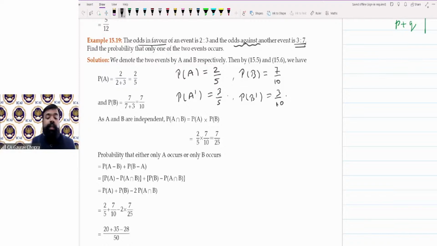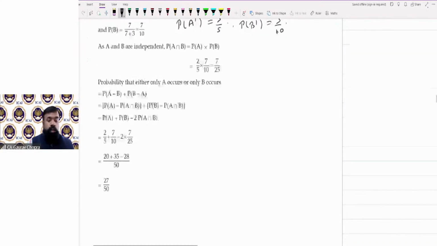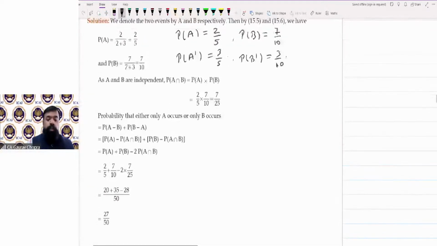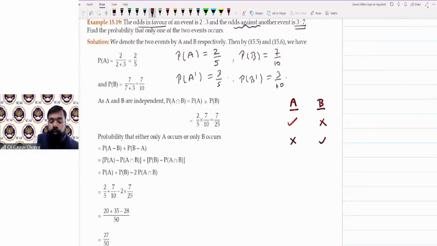Now find the probability that only one of these events would occur. Now only one event should occur. This is the requirement. Then how can we solve this? This is the condition that only one should occur, either A or B. Either A should occur or B should occur. So we can form all the possible cases. Let's take it as A and this is B. Either A will occur, then B will not occur. If B is occurring, A will not occur. So these are the possibilities. Now let's solve these two possibilities.